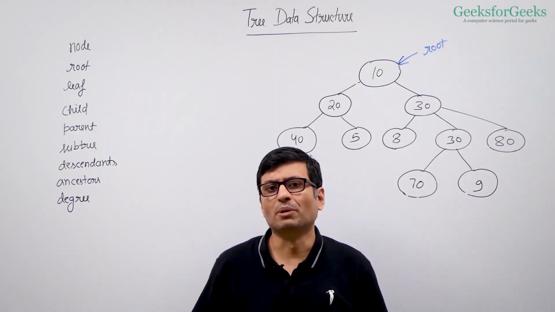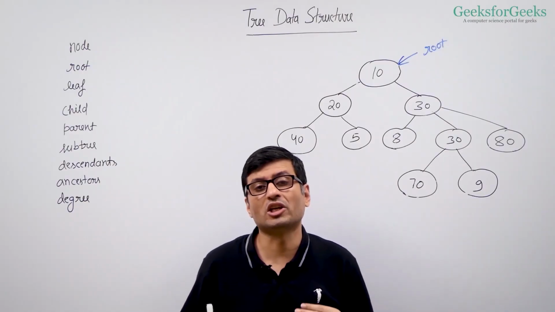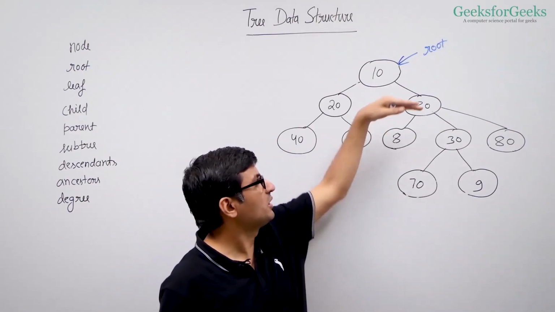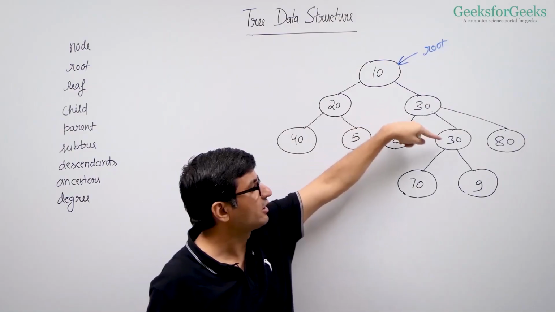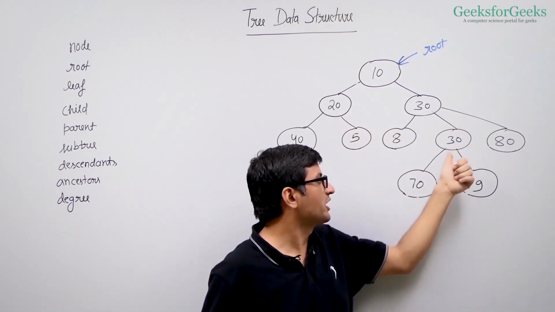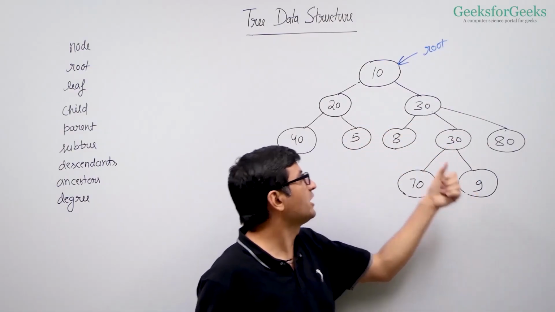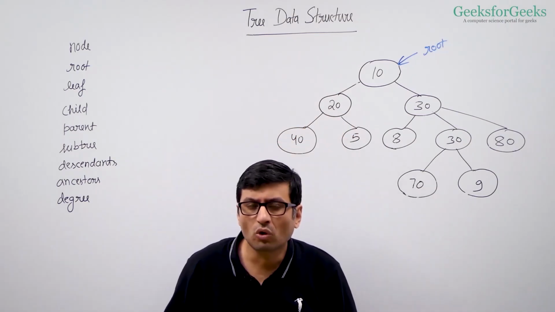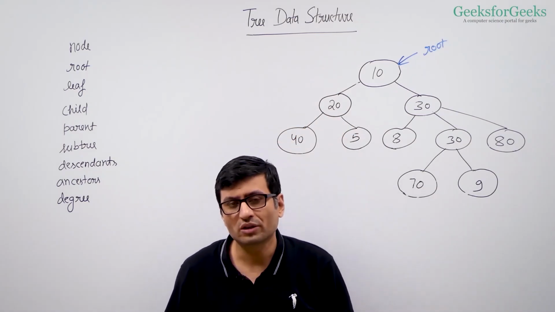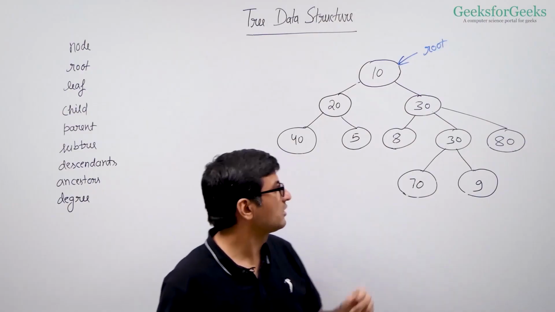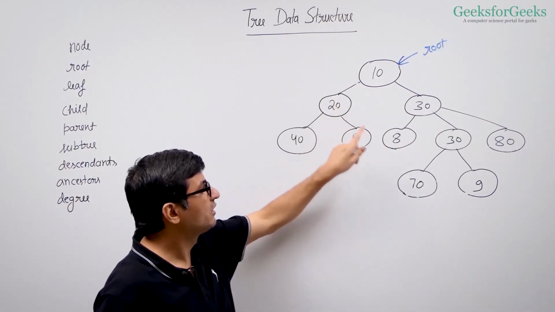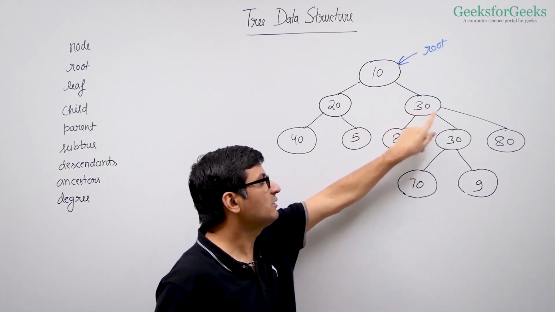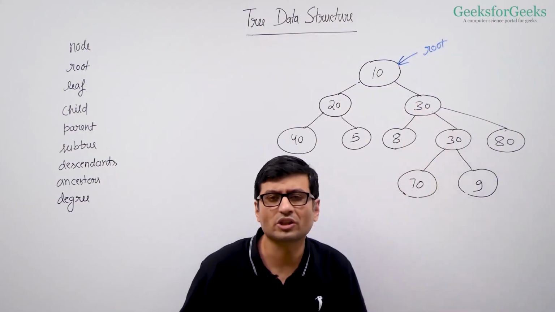Nodes which are just below a node are called children of this node. For example, 10 has 2 children, 20 and 30. 30 has 3 children, 8, 30 and 80. This 30 has 2 children, 70 and 9. This has 2 children, 40 and 5. Node which is just above a node is called parent of this node. Parent of 5 is 20. Parent of 8 is 30. Parent of 80 is also 30.